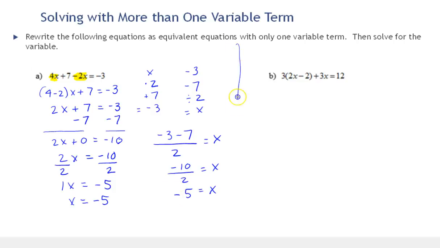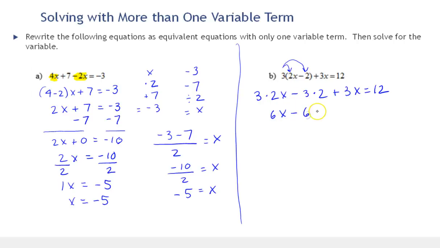Okay. Let's look at the next one. Here, notice there are two terms with x in it, and we're going to need to start by distributing. So we're going to multiply here and here. So we have 3 times 2x minus 3 times 2 plus 3x equals 12. Notice I'm writing down the whole equation. Don't skip anything and save it for later. If you want to do this multiplication on the side, that's fine, but here you're going to write the whole equation. Now let's multiply. 3 times 2 is 6, so this is 6x minus 6 plus 3x equals 12.